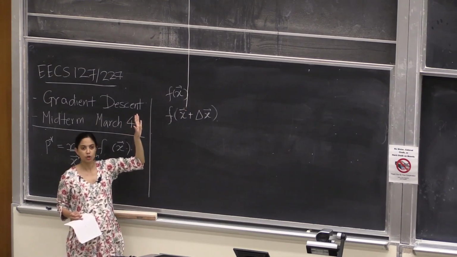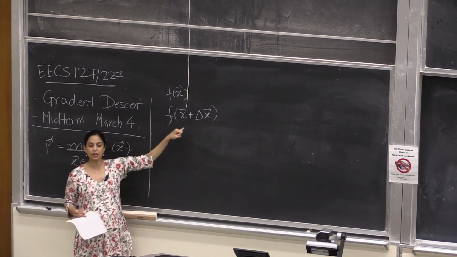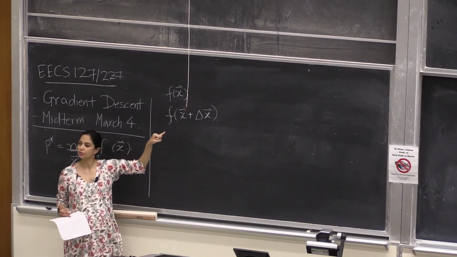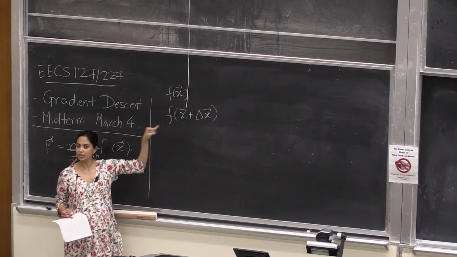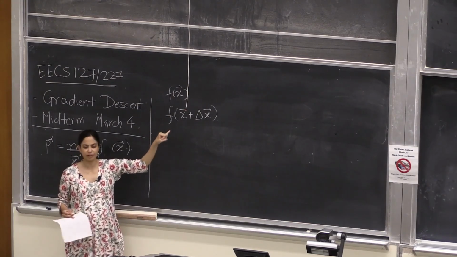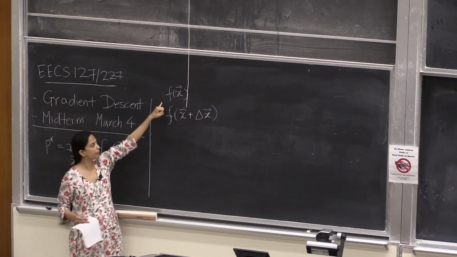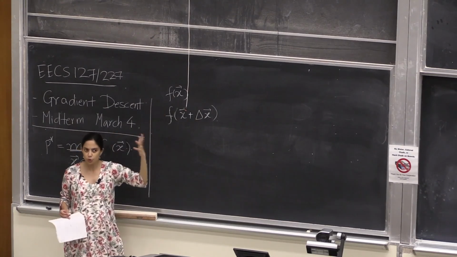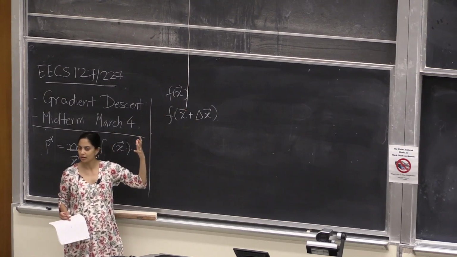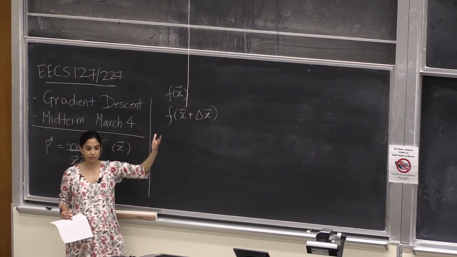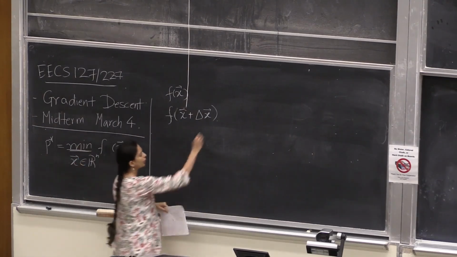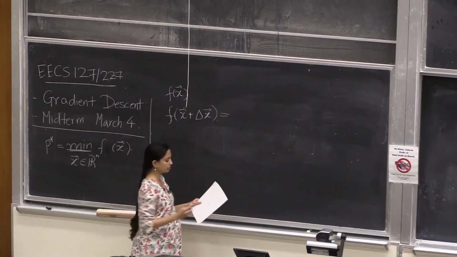OK. So when I write this expression here, what is the thing that you're tempted to do? What is the thing we know about f of x plus delta x? We want to compare it to f of x. What tool do we have that lets us do that? Taylor series, right? Taylor's theorem. So can I write this? How do I write this?